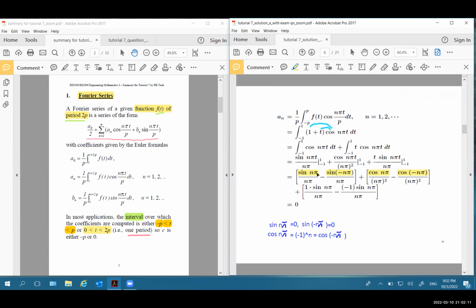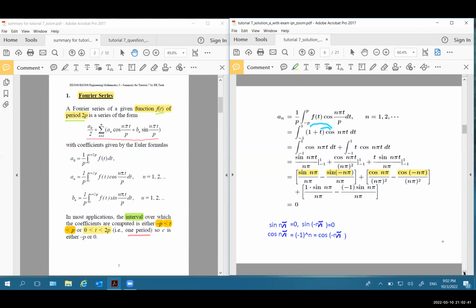Sine integer pi is 0. You don't care whether the integer is positive or negative. Sine n pi, sine minus n pi, they are all 0. And then cosine n pi is actually (-1) to the power n. Cosine minus n pi actually is the same as cosine n pi because cosine is an even function, so it's also (-1) to the power n. Is that all right?